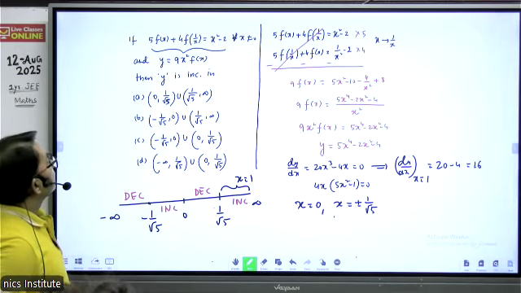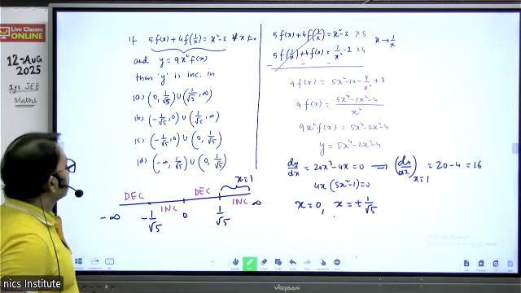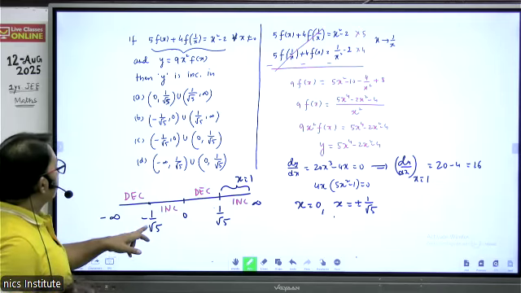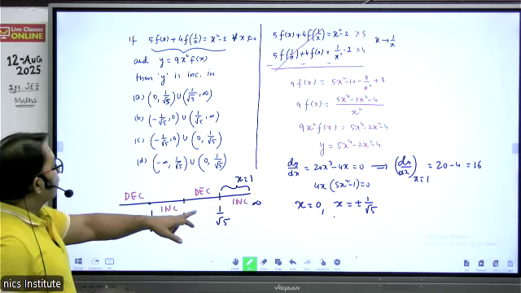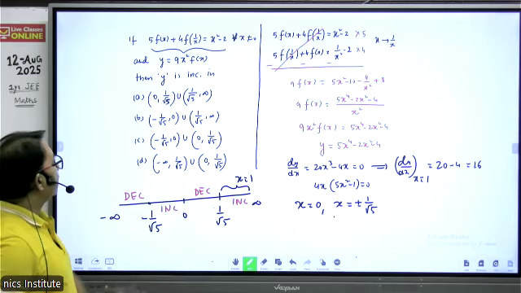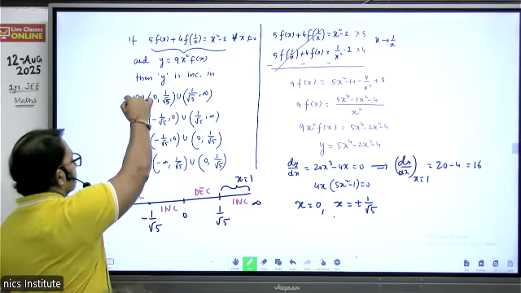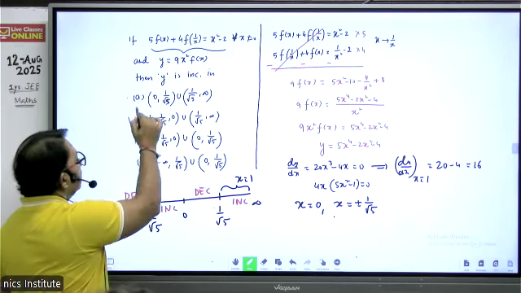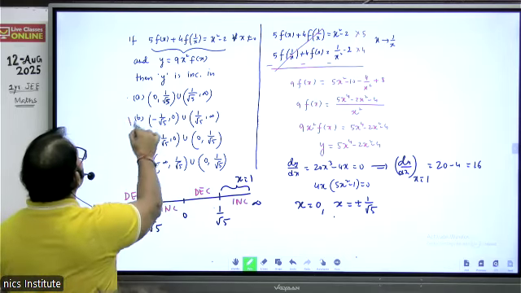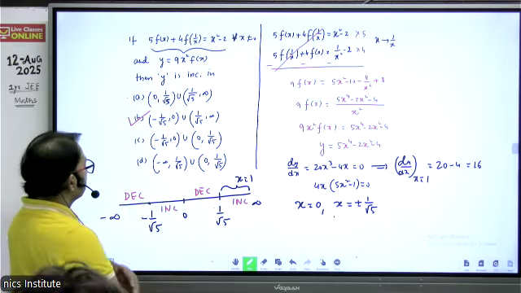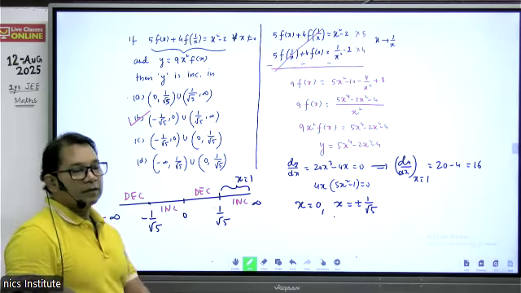So the question was, y is increasing? Minus 1 by root 5 to 0 and 1 by root 5 to infinity. D. B for Mumbai. That's the answer.